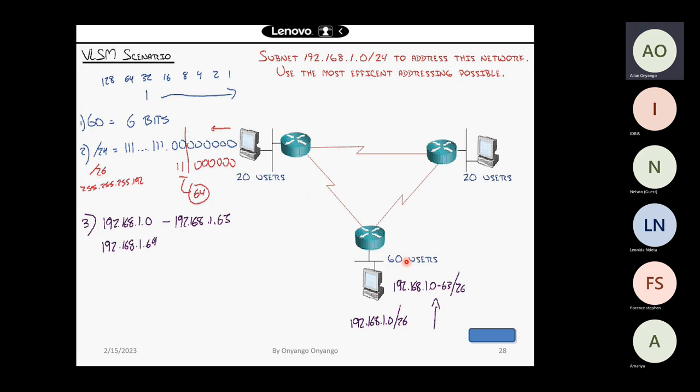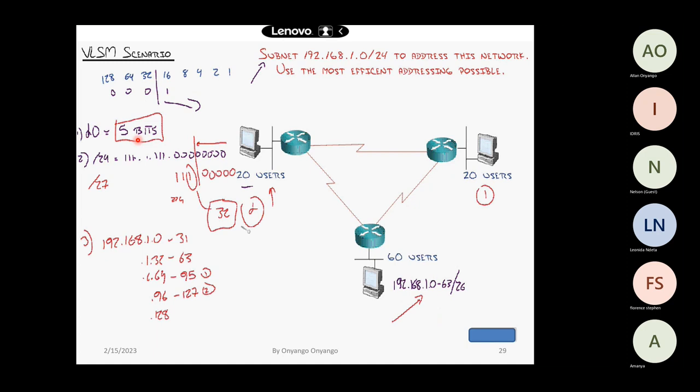We now pick 20. We have already done 60. Remember, our second network is ending at 64 here. We take 20, and we ask ourselves, 20 is how many bits? 20 falls between 16 and 32. 16 is less than 20, so we take 32, which is going to be 5 bits, 2 to the power 5 is 32. Okay? So 5 bits. Since we get 5 bits here, we're going to reserve 5 bits. To reserve 5 bits, we count 1, 2, 3, 4, 5. We reserve those 5 bits since we are talking about users. The rest will be ones.